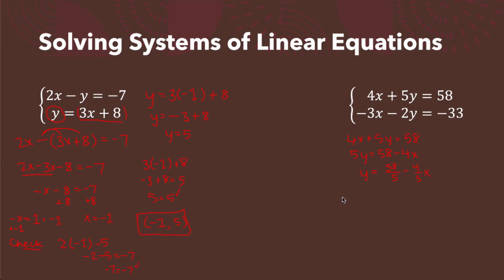So we get -3x minus 2 times, in parentheses, 58/5 minus 4/5x. And this is equal to -33. Now we distribute this -2.